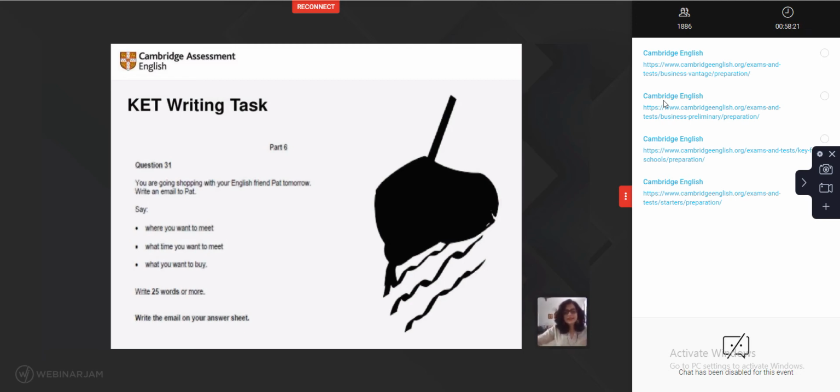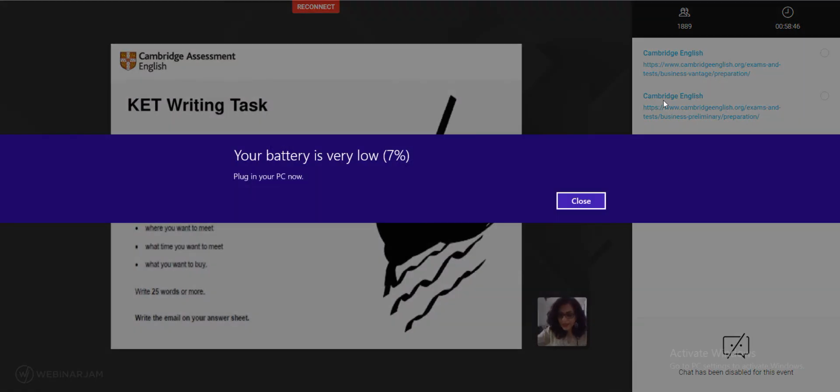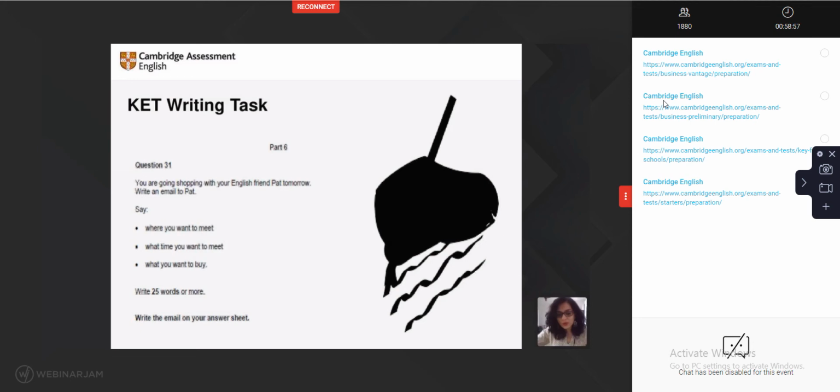Now, this is in front of you. You have a sample task of part 6 of KET, of the KET exam. So I will read out the task to you and I will walk you through the task. The task says, now what does the task want the candidate to do? The task says you're going shopping with your English friend Pat tomorrow. Write an email to Pat. Say where you want to meet, what time you want to meet, what you want to buy. Write 25 words or more. Write the email on your answer sheet.